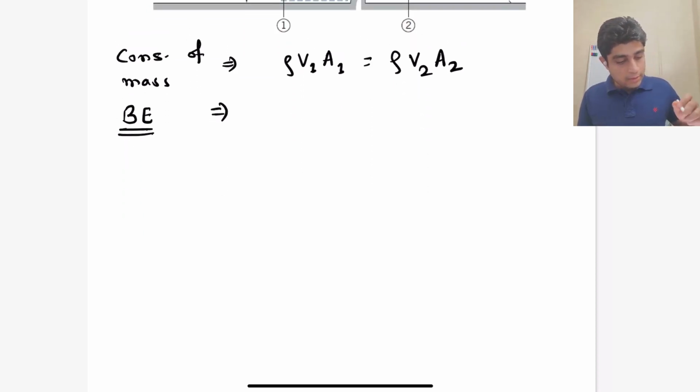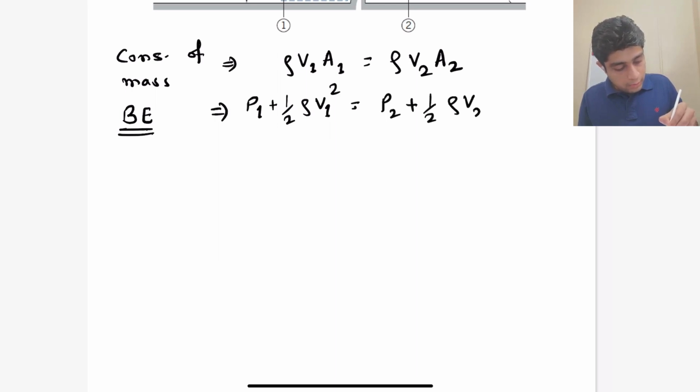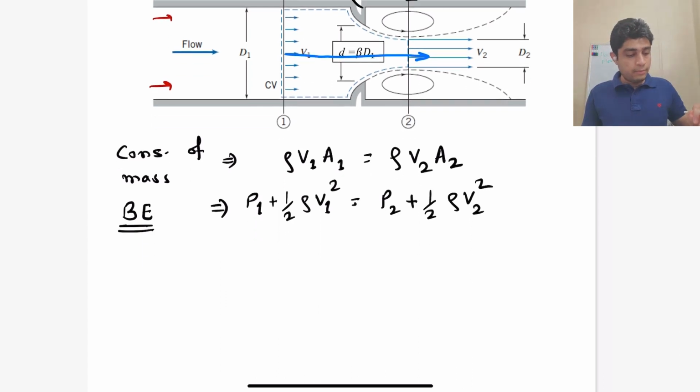So the Bernoulli equation tells us that P1 plus half rho V1 square is equal to P2 plus half rho V2 square. So P1, V1 and P2, V2 are pressure and velocities at point 1 and point 2.